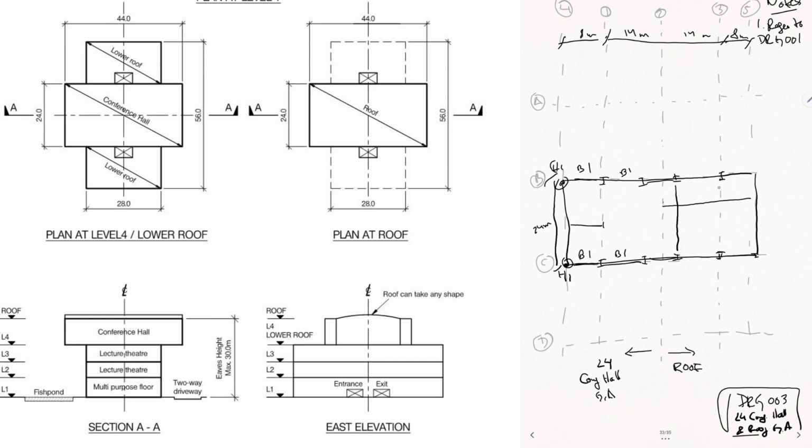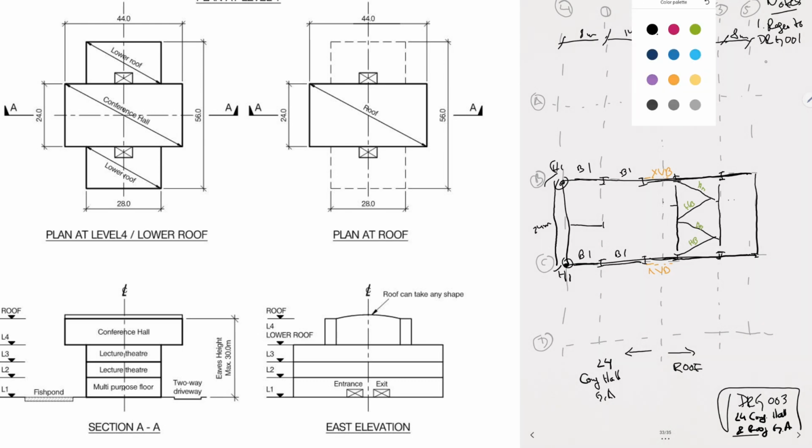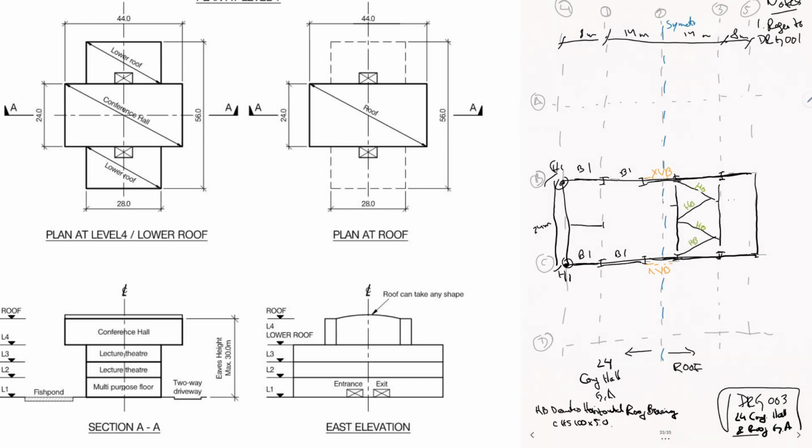In drawing number 3, again I'm going to use a symmetry line. On the left hand side I'm going to draw the conference hall GA, and on the right hand side the roof structure. On level 4, the proposal is to use primary beams spanning onto the columns, and then secondary beams at close centers.